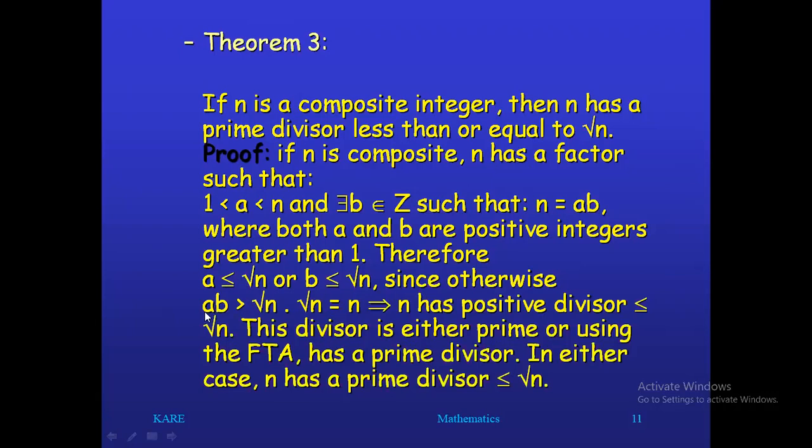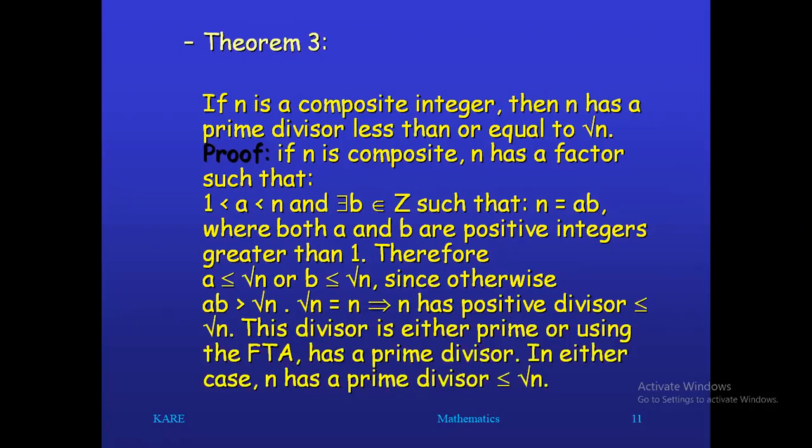If I take a and b both greater than root n, then ab will be greater than n. But ab is equal to n. This implies n has a positive divisor less than or equal to root n.